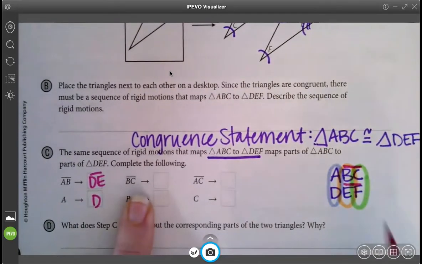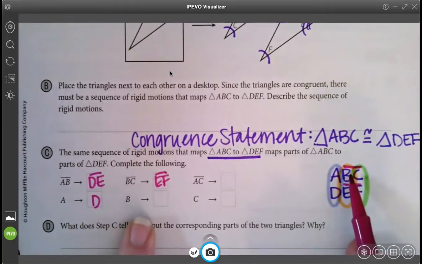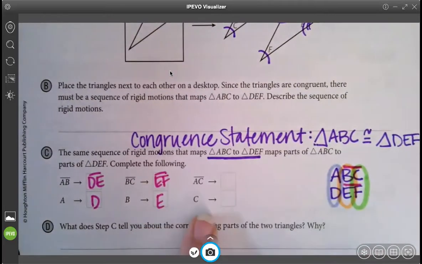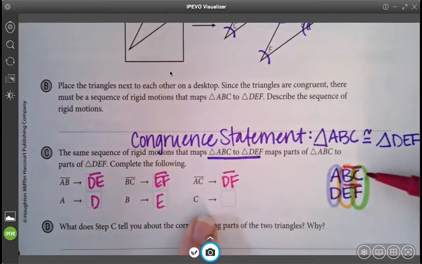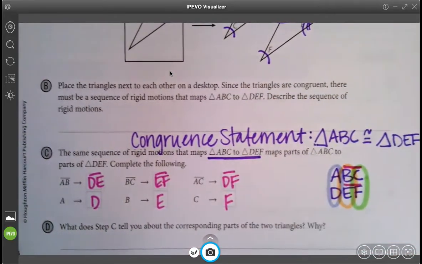What about BC? Yep, EF. And what about corner B? Because they're both in the middle. And then AC, first last, is going to be EF. And then angle C is going to go with angle F. And that's all there is to it.